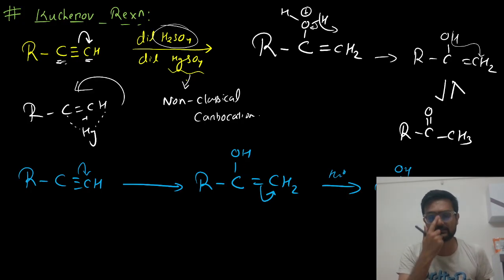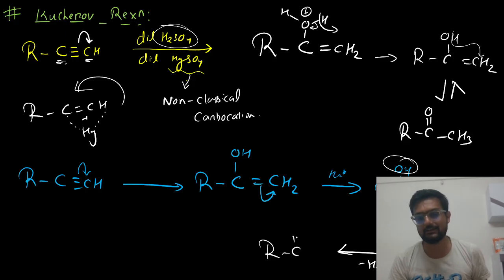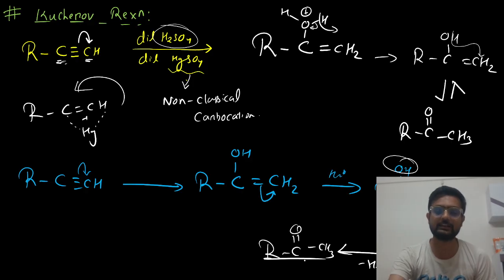अगर this is highly unstable, then what will happen बेटा? यहाँ से always there will be loss of water. यहाँ से water molecule will be lost. If water molecule is lost, तो यहाँ से क्या होगा? OH and H will be lost और ये बन जाएगा RC double bond O CH3. Correct. In this way we used to do the reaction.